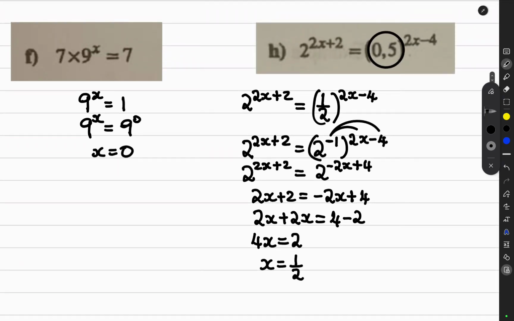So make sure you understand my methods there. If not, please get back to me. I'll try and emphasize or tell you more about the methods.